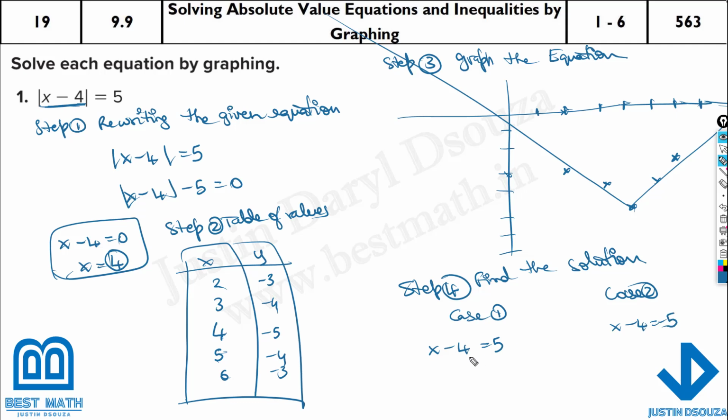Let's solve them. This goes to the other side, x is equal to 5 plus 4, x is equal to 9. One of the solutions, that's over here at the right. And here it will be x is equal to minus 5 plus 4, x will be equal to minus 1. That's over here, this should be minus 1. And somewhere over there it will be 9. So these are the two solutions.